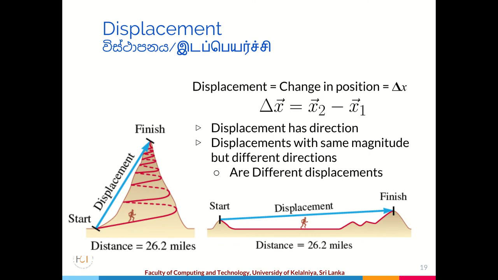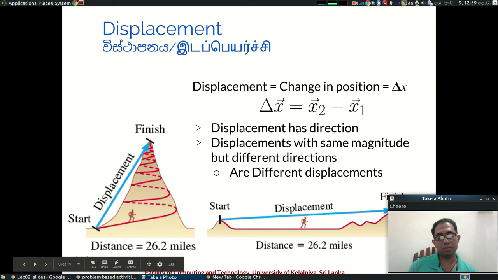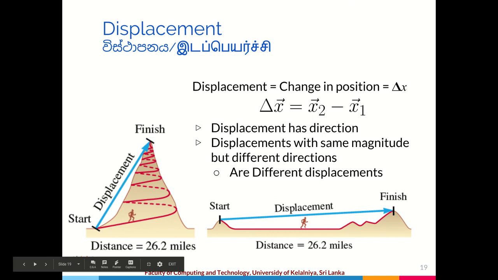Here are two examples where the distance traveled is the same. A runner goes up the hill in a spiral way, or he goes on the ground. Anyway, he goes 26.2 miles, but that doesn't mean that he has the same displacement, because displacement has a direction as well as a magnitude. Here, the distance is not the magnitude of the vector, but the actual distance traveled. So the distance means this particular distance highlighted by the red line, where the runner is going around and around the hill.